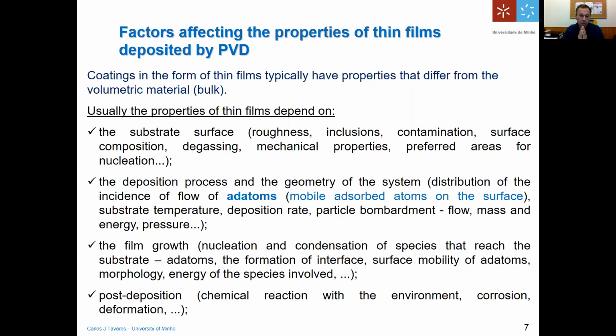And of course, you also have to think about when you have made your thin film, how it will react with the environment. Will it oxidize? Will it be corroded? So these are factors that you have to think about as a whole, in advance, before doing your experiments. Look at the literature, and then plan your depositions or your type of thin film growth.